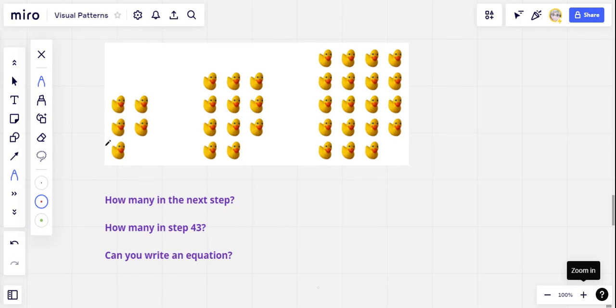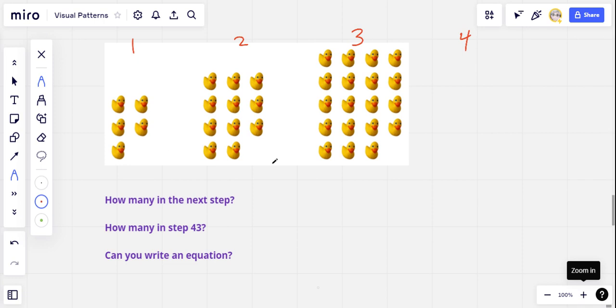Today we've got rubber duckies. Here is step 1 of our pattern, here's step 2, here's step 3, and your challenge is to predict the number of duckies in step 4. If you can do that, can you predict the number of duckies there would be in step 43? And can you come up with an equation that could be used to predict the number of duckies in any step at all? So that's the challenge. If you'd like to accept it, pause the video and see what you can do.